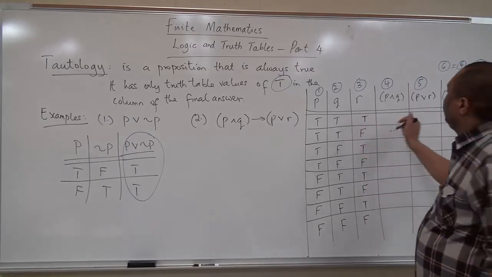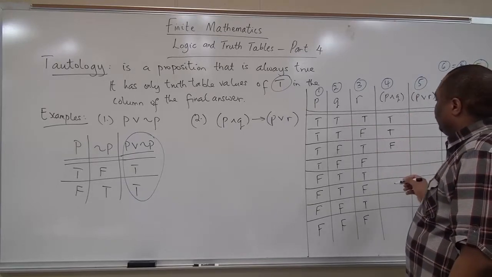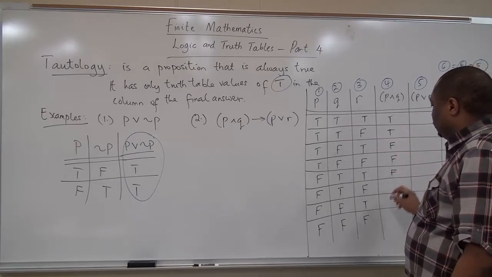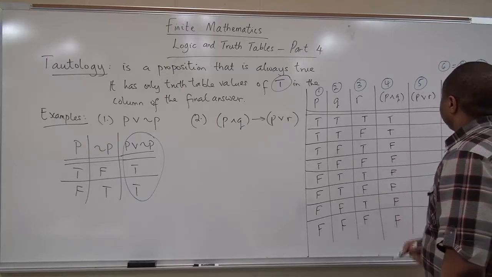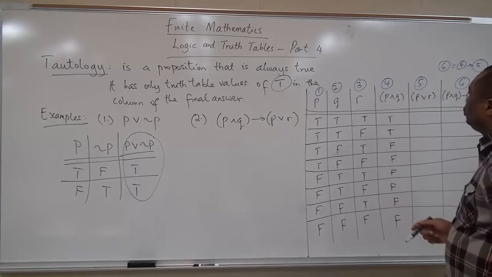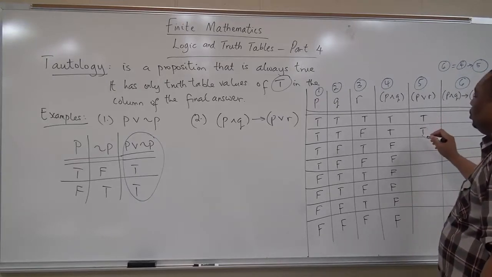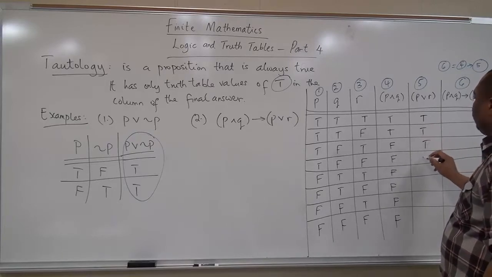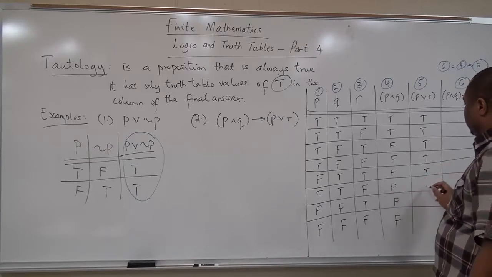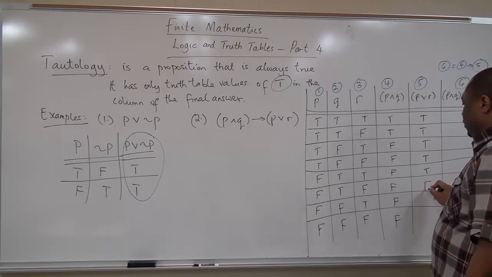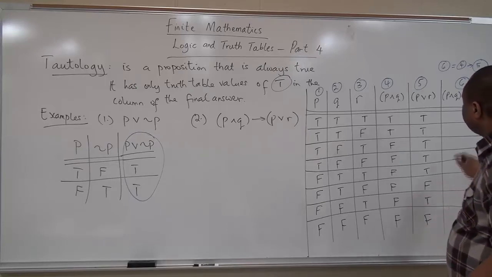P and Q: true and true is true, true and true is true, true and false is false, true and false is false, false and true is false, false and true is false, false and false is false, false and false is false. P or R: true or true is true, true or false is true, true or true is true, true or false is true, false or true is true, false or false is false, false or true is true, false or false is false.